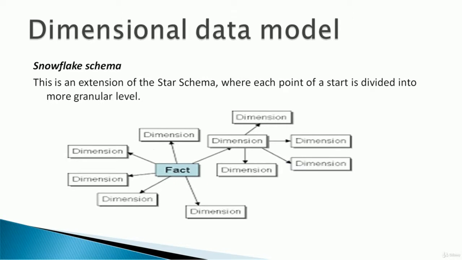The next one is the snowflake schema. This is an extension of star schema, as you can see in the diagram, wherein each point of the star is divided into a more granular level. So here you can also see that we have the fact table in the middle and the dimensions are surrounding it, but we are also dividing the dimensions into a more granular level, so a dimension is further connected to other dimensions. So this is the snowflake schema.